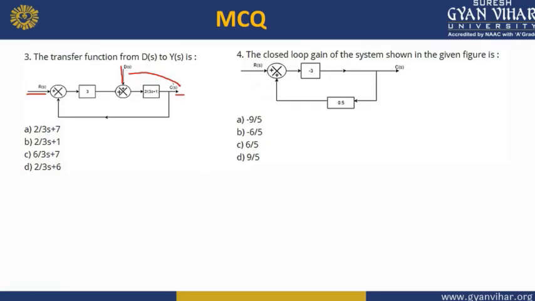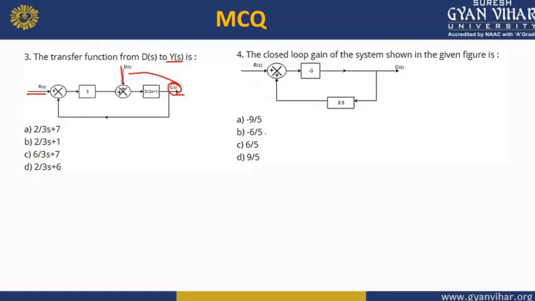disturbance and the output. Here it must be ys. Something is missing over here, so consider it as ys. Output as cs is equal to ys. Okay, how to do this? Keeping this rs neglected. Okay.